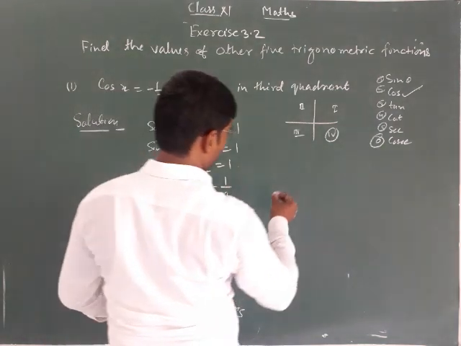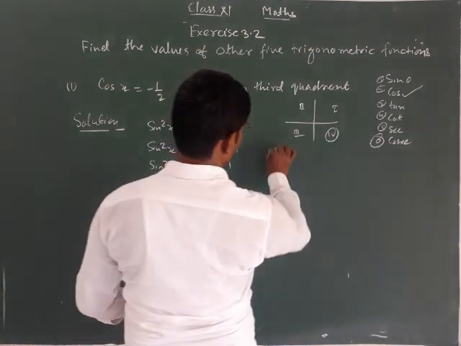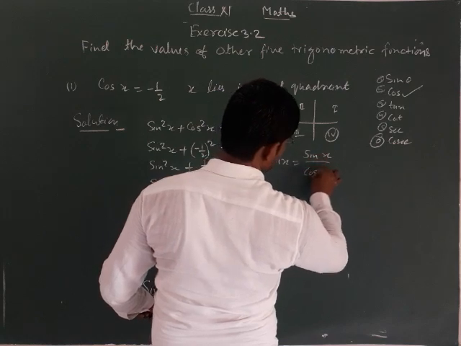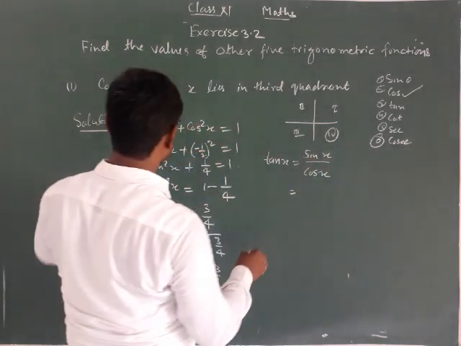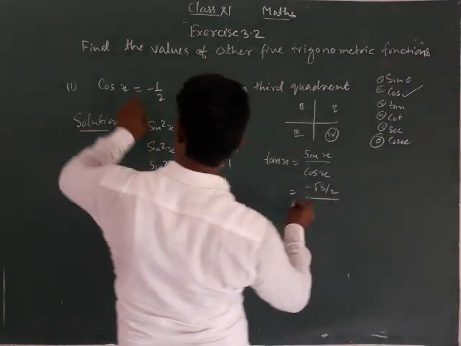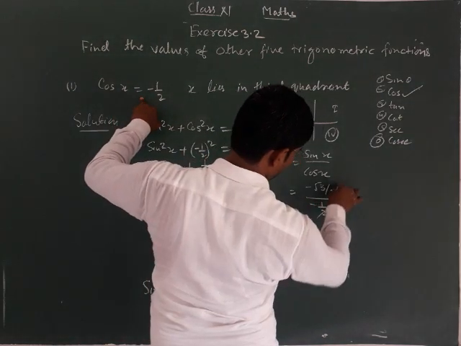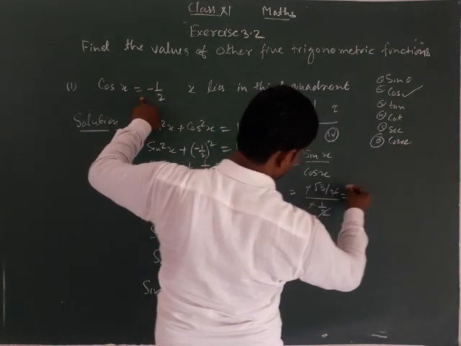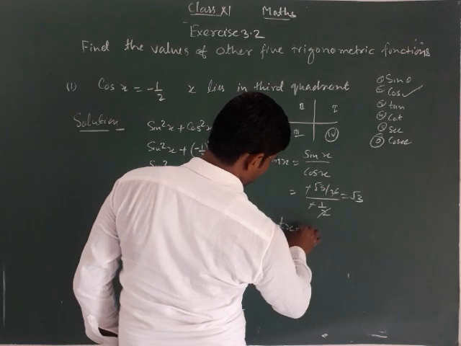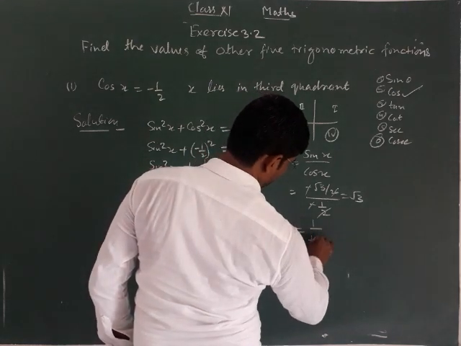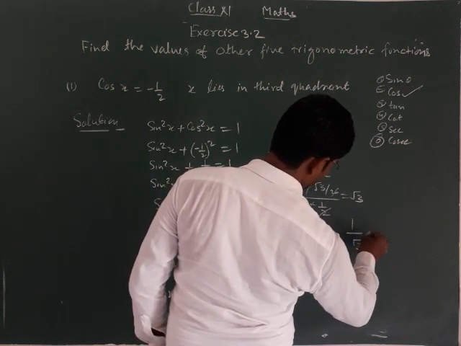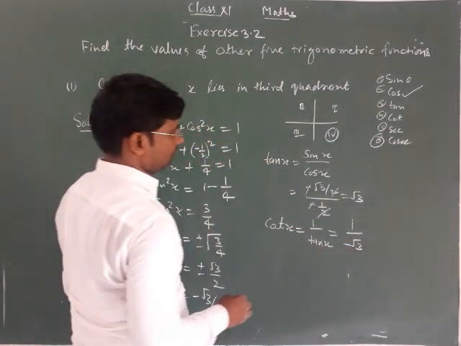Now tan x is equal to sin x upon cos x. So sin x means minus root 3 by 2 upon cos x, given as minus 1 by 2. The 2s cancel out, and this is root 3. Then cot x is equal to 1 upon tan x, so this is 1 upon root 3.